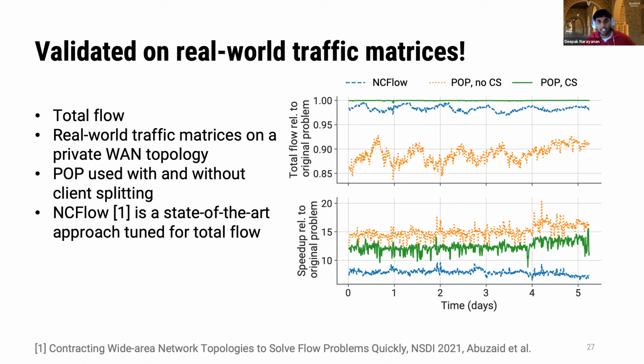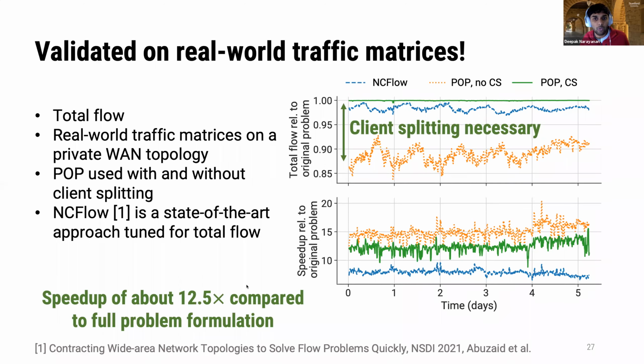We have two main takeaways from this experiment on real data. The first is that client splitting is necessary in order to realize gains from POP. And the second is that we can accomplish speedups of about 12.5x compared to using the full problem formulation, as well as competitive performance to the tuned NCFlow approach.